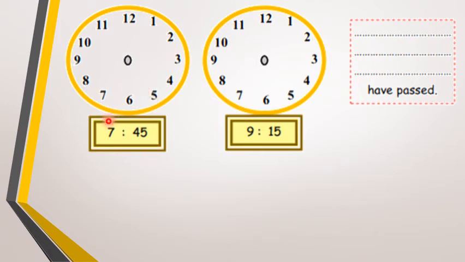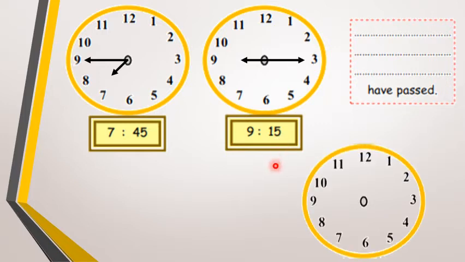Here the short arm will be on 7, and the long arm will be on 9, because this is hours, and the hour is 7, and this is minutes, and 45 minutes means on 9. Here I have 9 hours, so the short arm will be on 9, and the long arm will be on 15. Now I want to calculate the elapsed time between these two times.